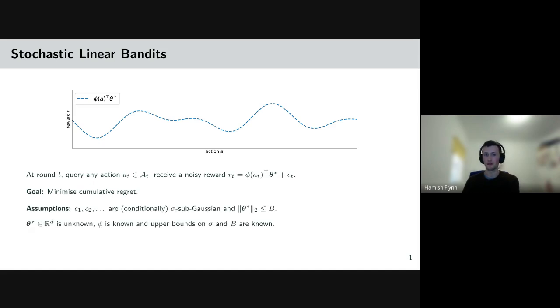The assumptions we make are that all the noise variables are sigma sub-Gaussian, and that theta star has bounded L2 norm. The parameter vector is unknown, the feature map is known, and we assume that we know at least upper bounds on sigma and B. Some examples are black box optimization and recommendation problems.